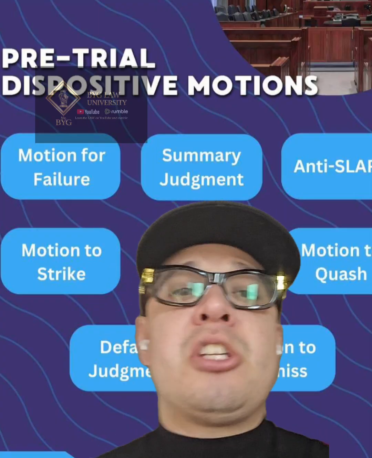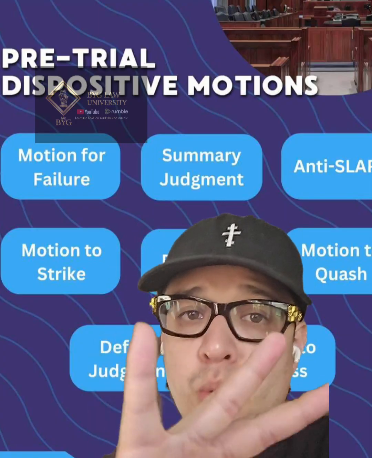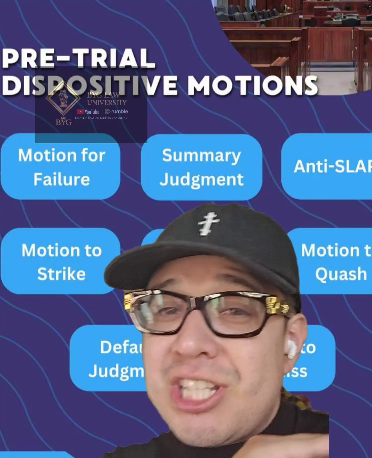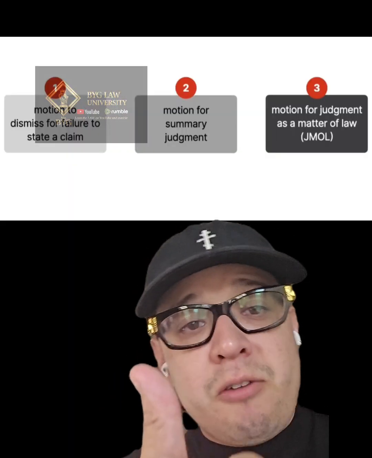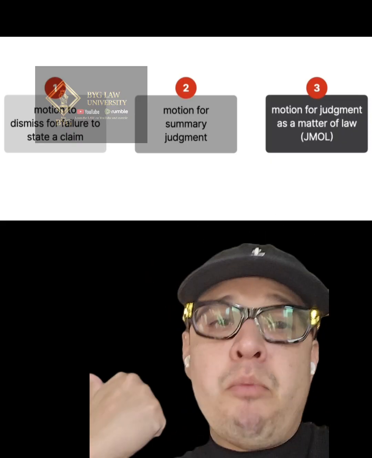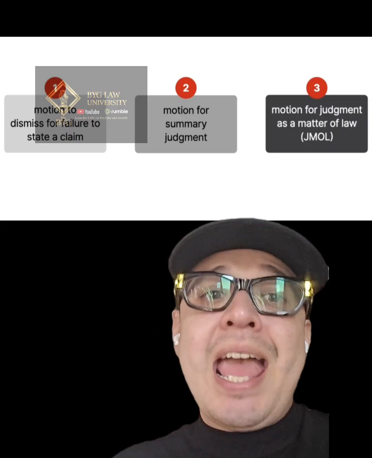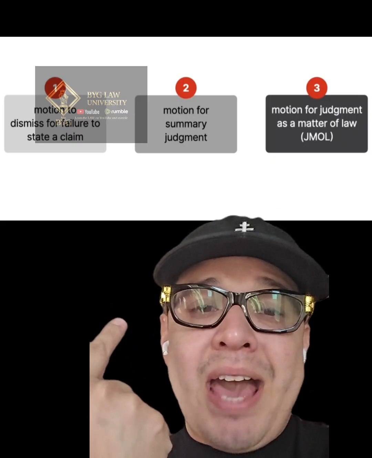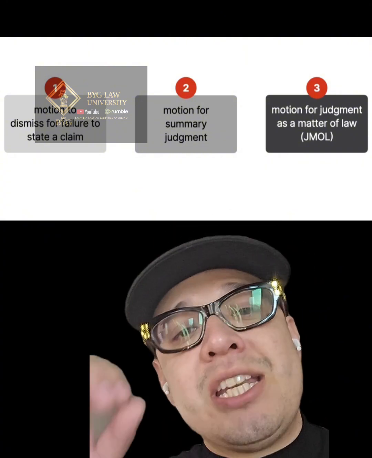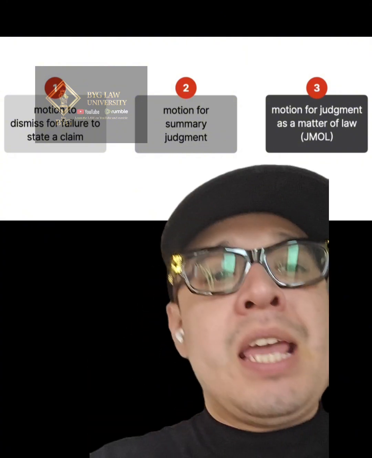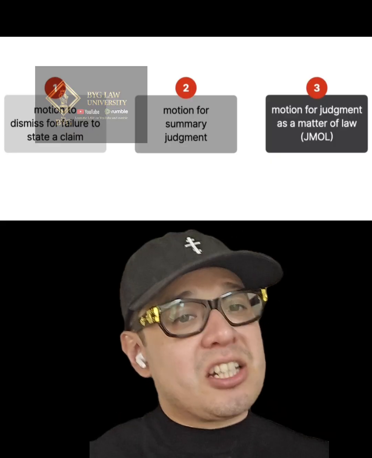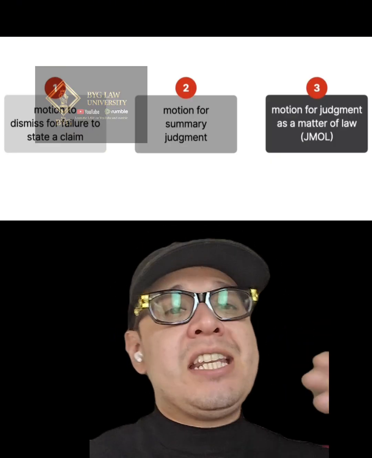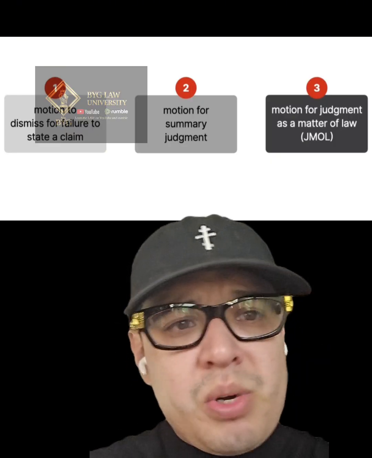For tort questions on the bar exam, there are three dispositive motions you are most likely to see, and they are a motion to dismiss for failure to state a claim, a motion for summary judgment, and a motion for judgment as a matter of law, also called JMOL. Each motion happens at a different stage of litigation and asks a different question. Understanding the difference between them is critical.